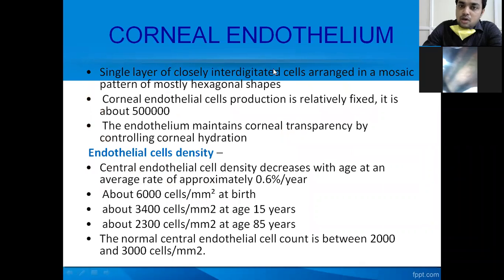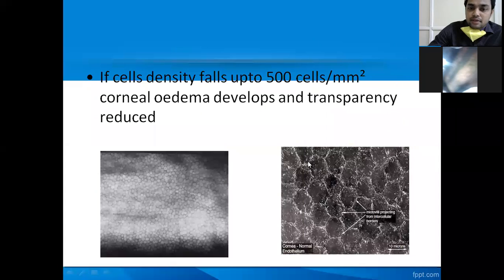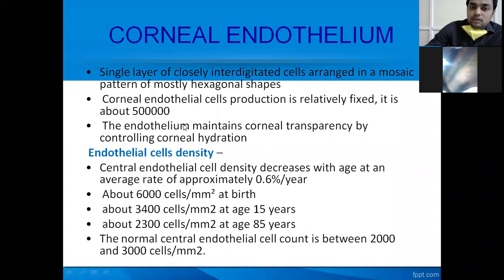So last layer is corneal endothelium. Unlike epithelium, corneal endothelium is a single layer, consisting of interdigitated cells arranged in a mosaic pattern. So this is the confocal microscopic picture of endothelium. It is a single layer. These cells are arranged in a mosaic pattern. The endothelium helps in maintaining the corneal transparency by controlling the corneal hydration. So it prevents the influx of water into the cornea and helps in maintaining the transparency of the cornea.